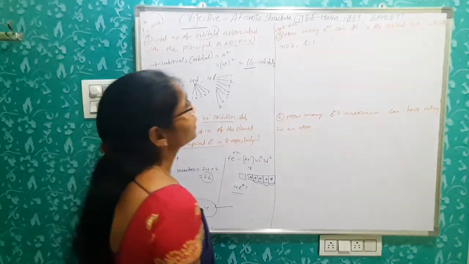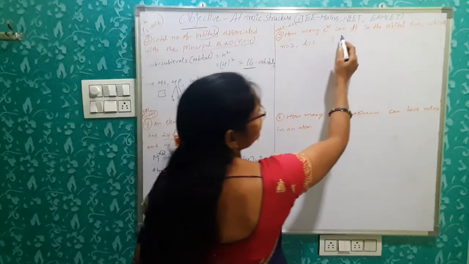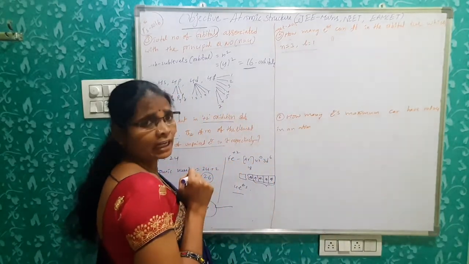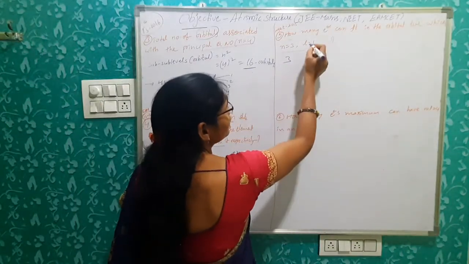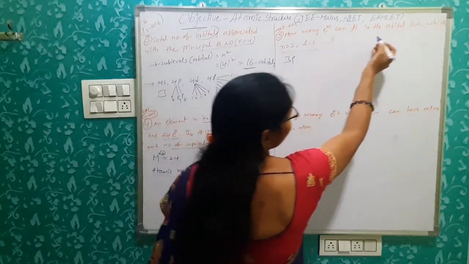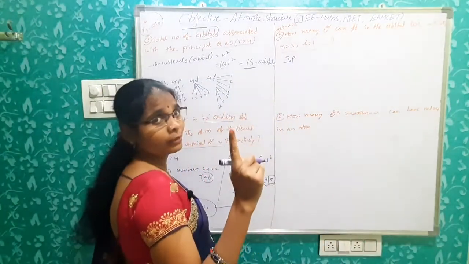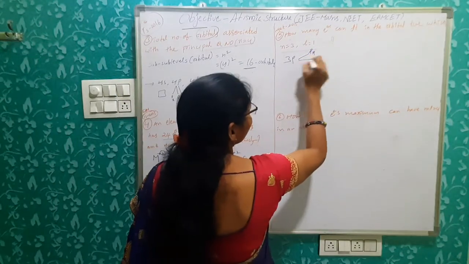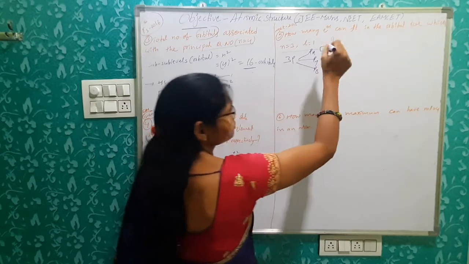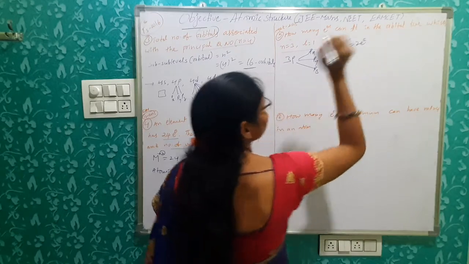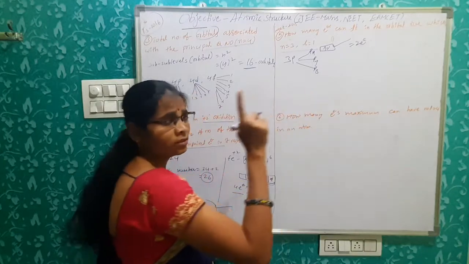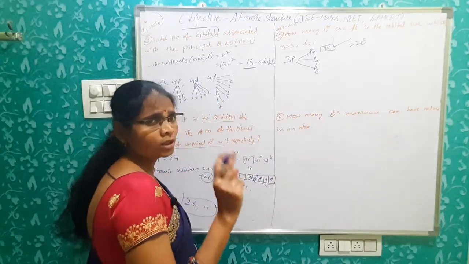Clear? Next. How many electrons can fit in the orbital for which n equals 3, L equals 1? n equals 3 and L equals 1 means 3p orbital. How many electrons fit in the orbital? The orbital means only a single orbital, maybe px, py or pz orbital. Each orbital can be filled with only 2 electrons. This is also a previous bit, NEET 2015. So one orbital can hold only 2 electrons.